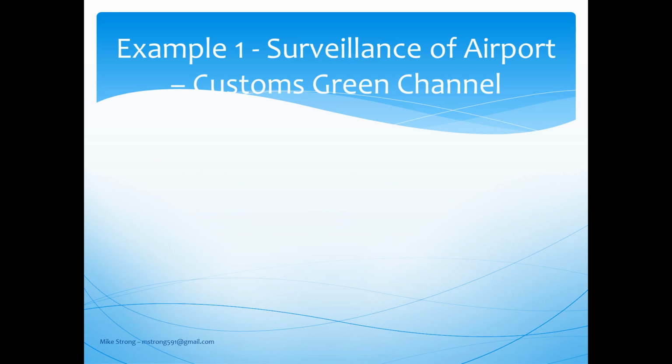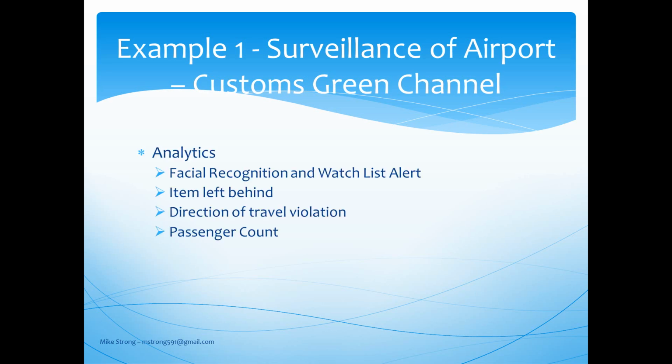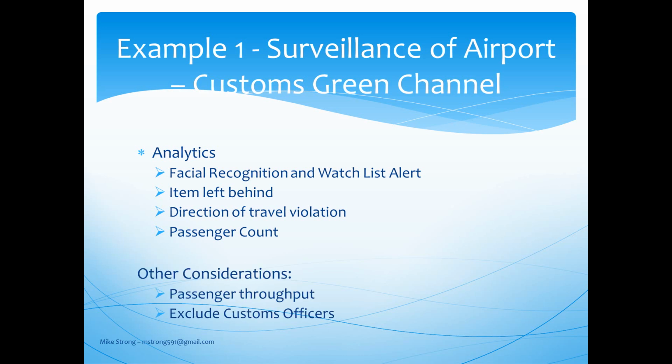It's free for download. As a first example of conops, we're going to look at the surveillance of an airport, the customs green channel. That's the area in the airport where you go when you have nothing to declare. What do we want to put in there for analytics? Well, maybe facial recognition and watch list alert, item left behind, direction of travel violation, because people should be flowing in one direction and not the other. Maybe passenger count. These are all things that we'll find out from our conops analysis of what the customer wants.